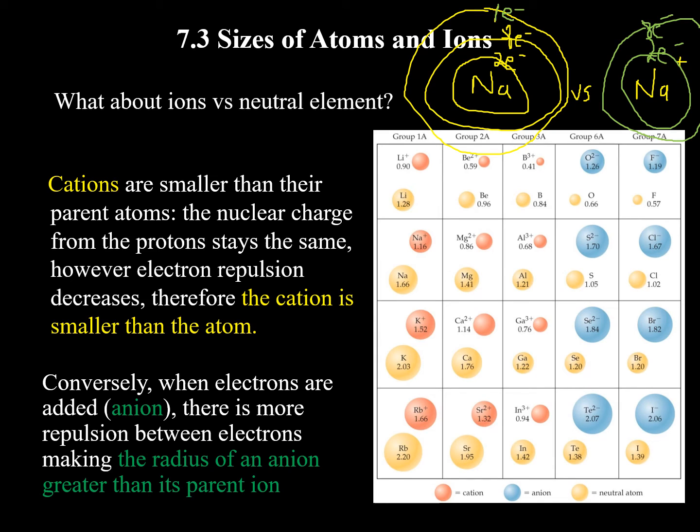So the question is, which one is smaller? In this case, the cation, Na plus, will be smaller because we've lost an electron and we're left with a lower level in terms of valence electrons. So the sodium plus would be smaller. And conversely, for anions, if you add an electron, the anion will be larger than its parent.